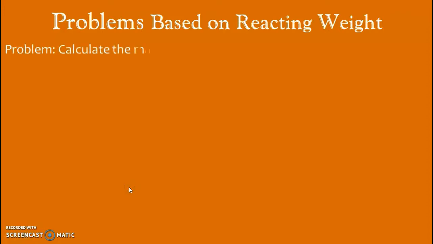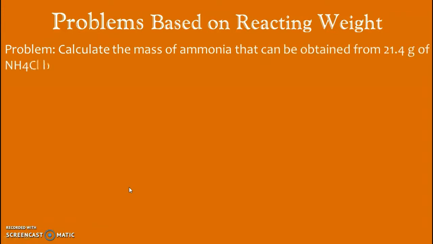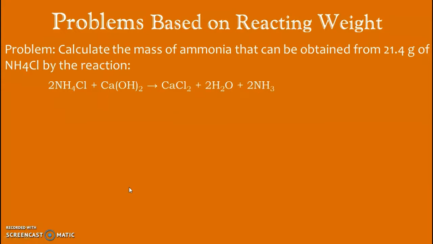So the problem is: calculate the mass of ammonia that can be obtained from 21.4 gram of NH4Cl by the reaction. The reaction is given here: 2NH4Cl plus Ca(OH)2 gives CaCl2 plus 2H2O plus 2NH3. So we have to find out the mass of ammonia, and in the question it is given the mass of ammonium chloride used here is 21.4 grams.